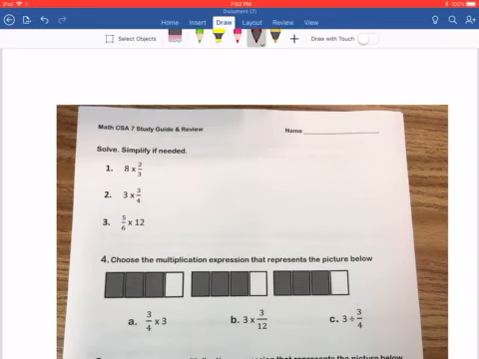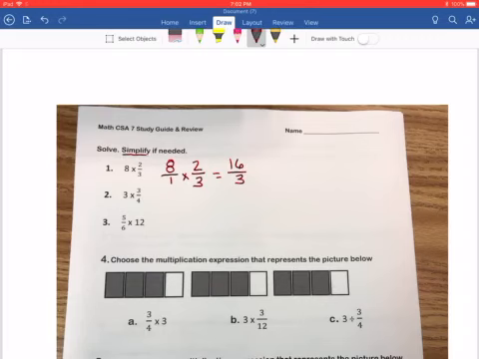Alrighty, so number 1. We're going to look at this as 8 over 1 times 2 over 3. Remember, with multiplication, you just multiply straight across. So that gives me 16 thirds. 8 times 2 is 16. 1 times 3 is 3.